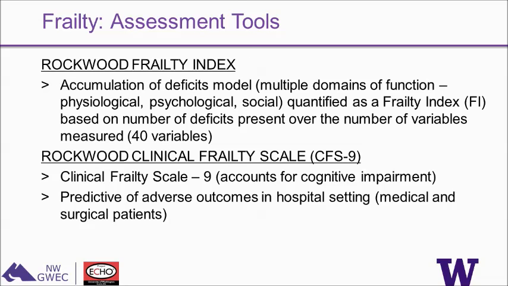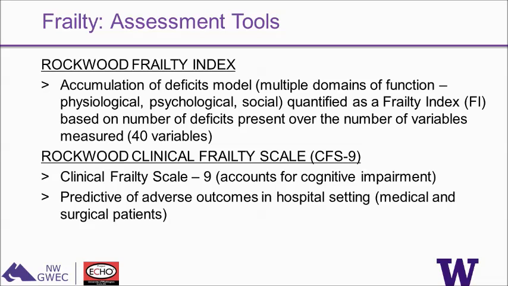Another well-recognized conceptual model and assessment tool for frailty was developed by Rockwood, who developed a frailty index. His concept was that the more deficits a person accumulates, not in just one domain but in multiple domains of function, from physiologic to psychological and social, the more we can quantify that by the number of variables we're measuring and calculate this frailty index. You can see there are over 40 variables measured, so it's not very easy to implement something like this into routine clinical practice.